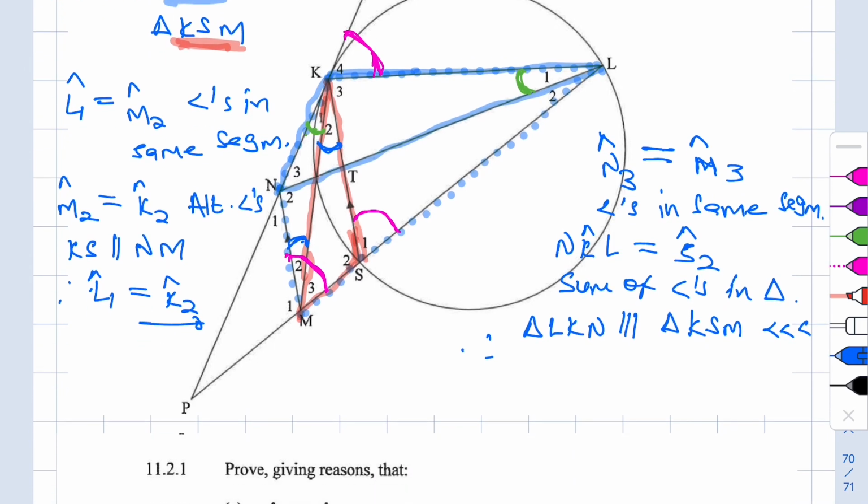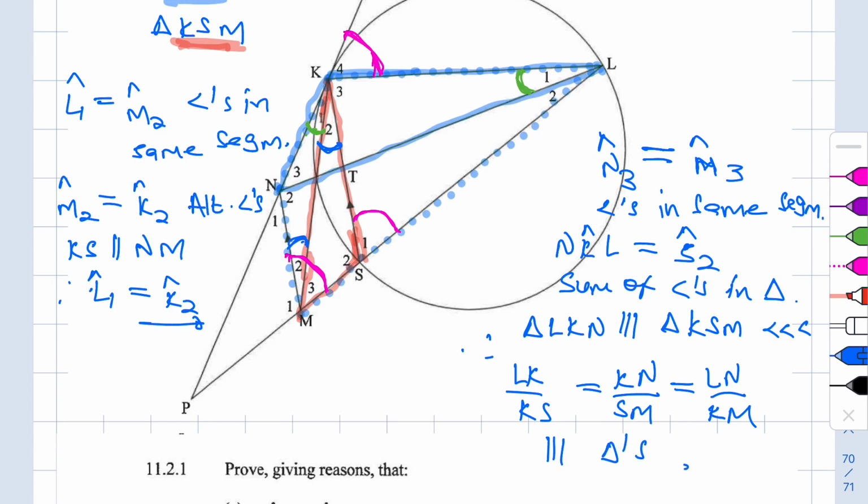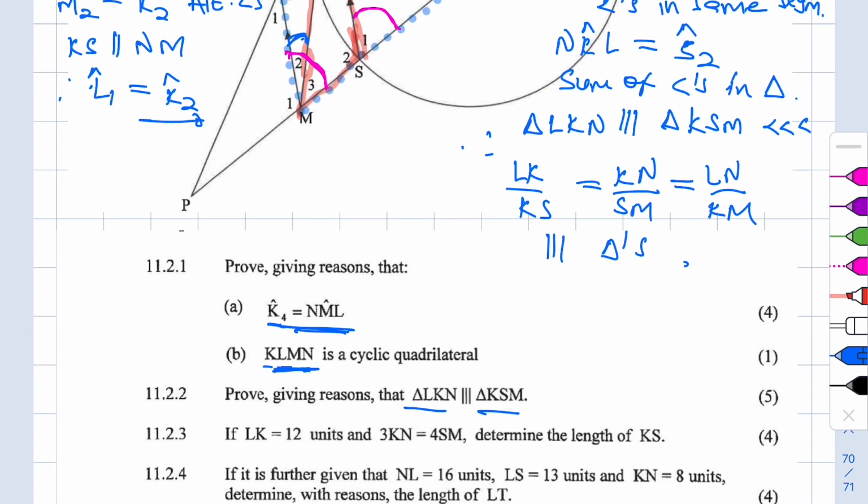Then you write your ratios. You'll have LK over KS. Remember, taking the first two there, LK, KS. Take the last two, KN, SM. So equal to KN over SM, which is equal to first and last now, LN over KM. Then the reason is similar triangles. Okay, so we have answered that question.